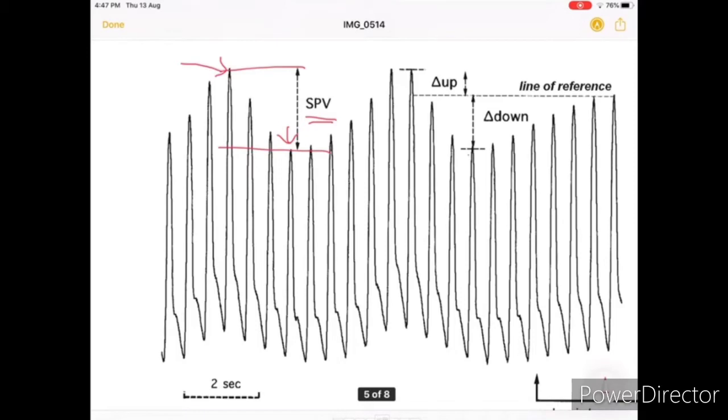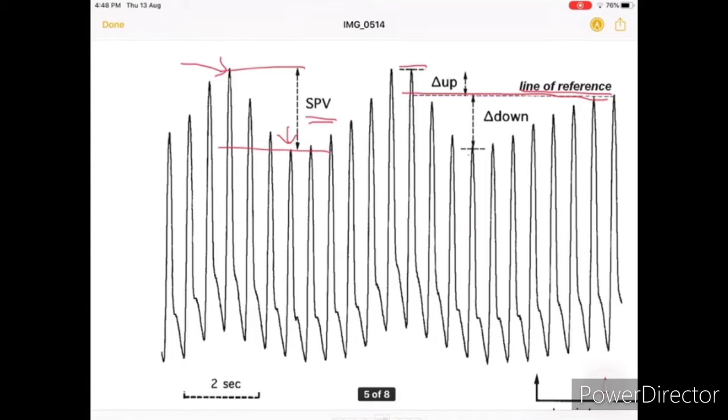There are certain other terms as well to be remembered. Now, this term here called the line of reference. Now, how do you obtain it? At the end of expiration in a mechanically ventilated patient, you give a pause. So, in the end expiratory pause, during this time when you measure the pressure, whatever pressure you get, that is the pressure of line of reference. So, this is how you define the line of reference.